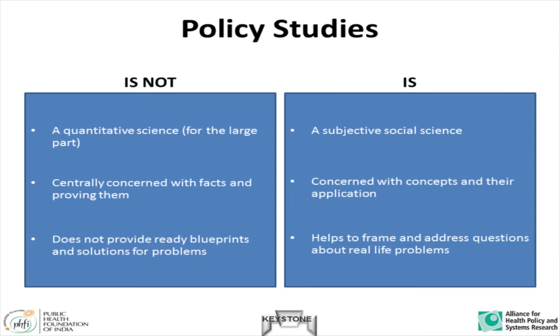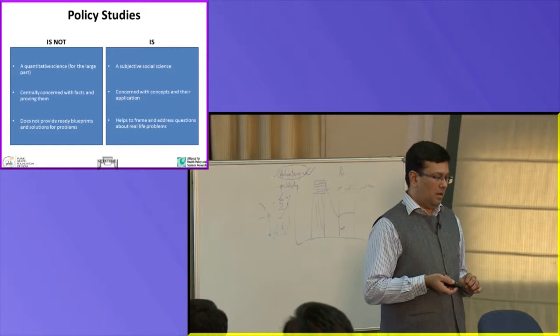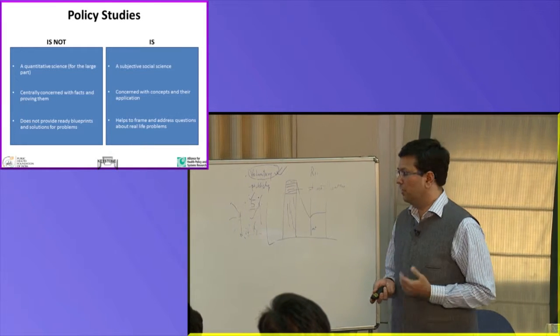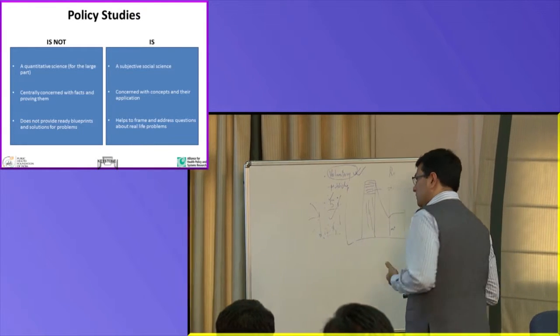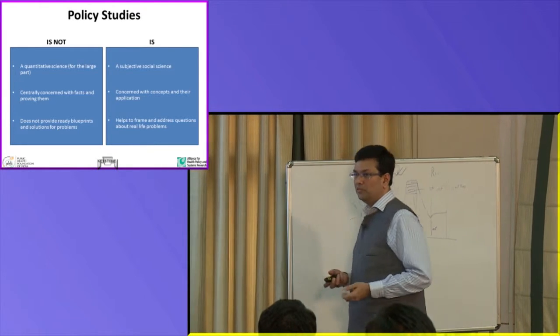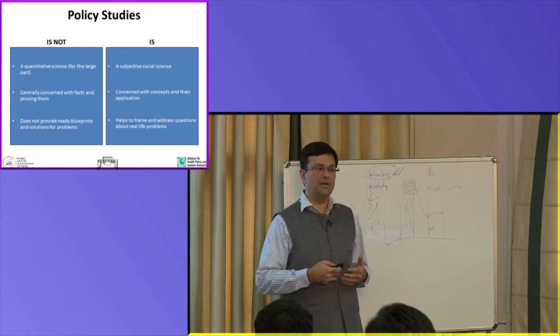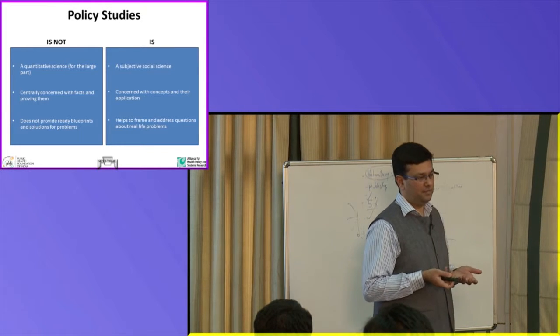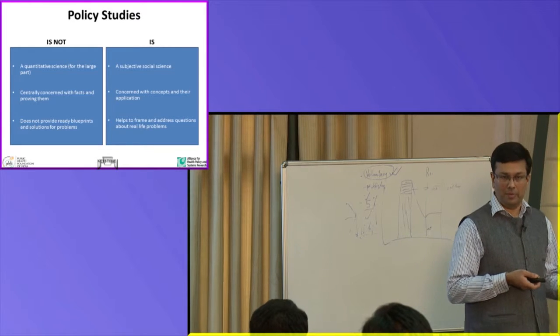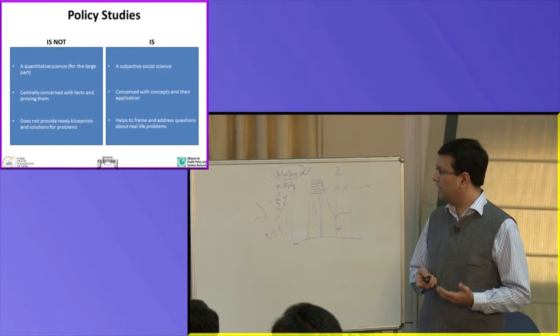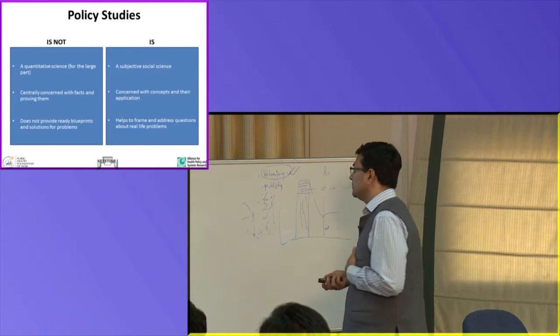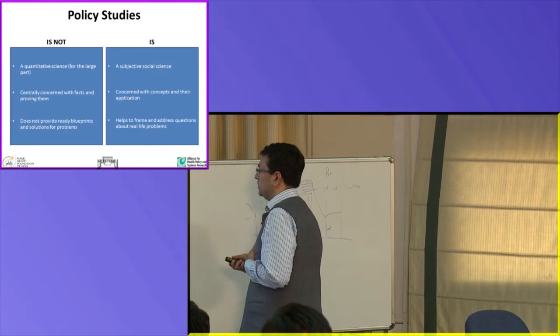So if it can't do all of this, then what can it do? Okay. So first of all, it's a subjective social science. What do we mean by subjective here? We're talking about actors, we're talking about different perspectives of different actors, so it is naturally subjective because it seeks to understand differences in perspective and differences in how people make decisions. It's a study of differences. So that subjectivity is very important.